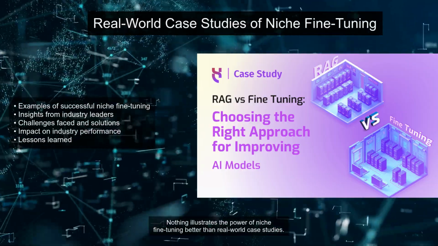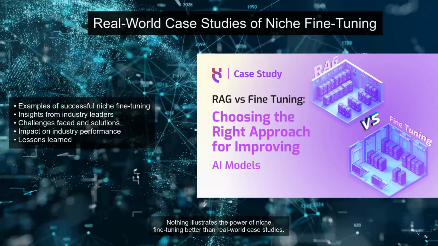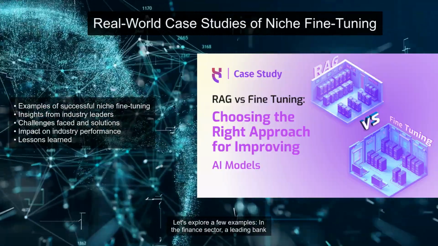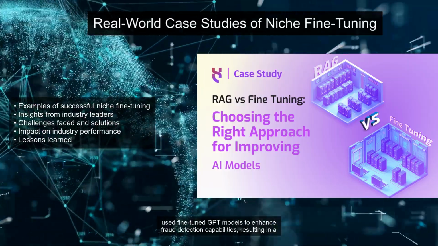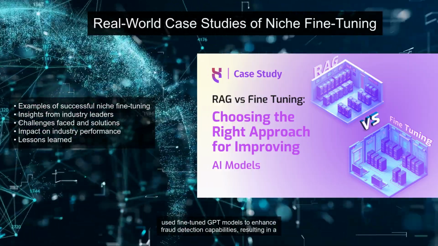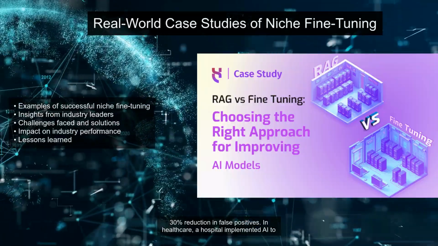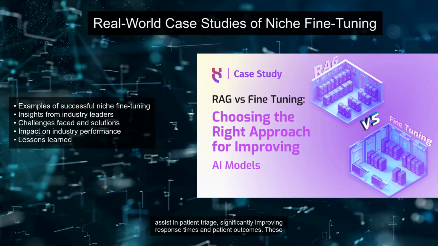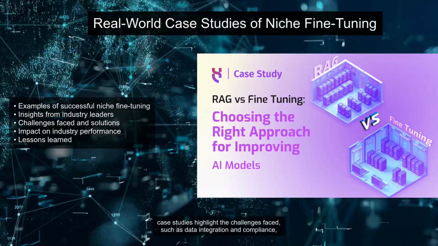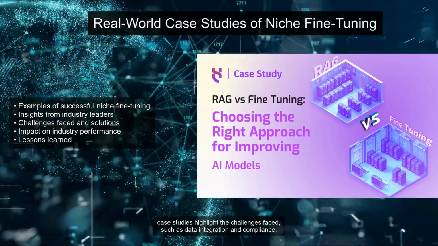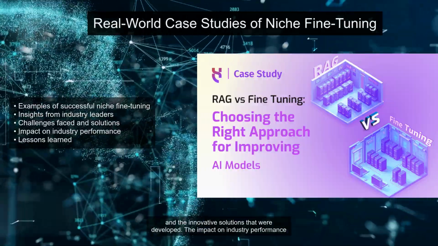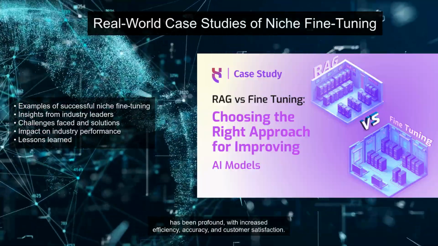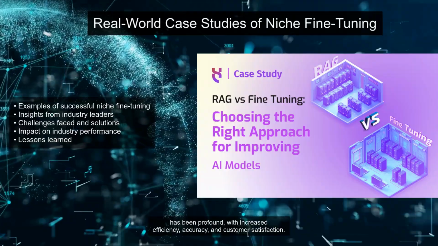Nothing illustrates the power of niche fine-tuning better than real-world case studies. Let's explore a few examples. In the finance sector, a leading bank used fine-tuned GPT models to enhance fraud detection capabilities, resulting in a 30% reduction in false positives. In healthcare, a hospital implemented AI to assist in patient triage, significantly improving response times and patient outcomes. These case studies highlight the challenges faced, such as data integration and compliance, and the innovative solutions that were developed. The impact on industry performance has been profound, with increased efficiency, accuracy, and customer satisfaction.